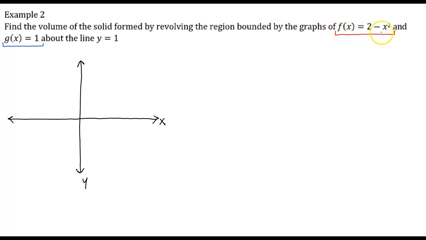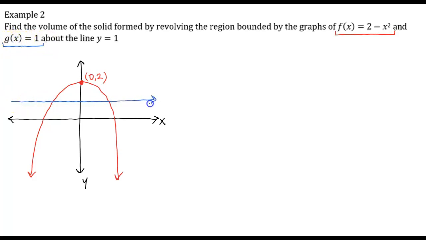So I'm going to begin by sketching the parabola 2 minus x squared. It's a parabola that opens downward. It has a vertex at the point 0, 2. And now I'm going to sketch the horizontal line g of x is equal to 1. It's simply a horizontal line that hits the y-axis at 1. So the region that is bounded by those two graphs is this region here that I am shading in gray.